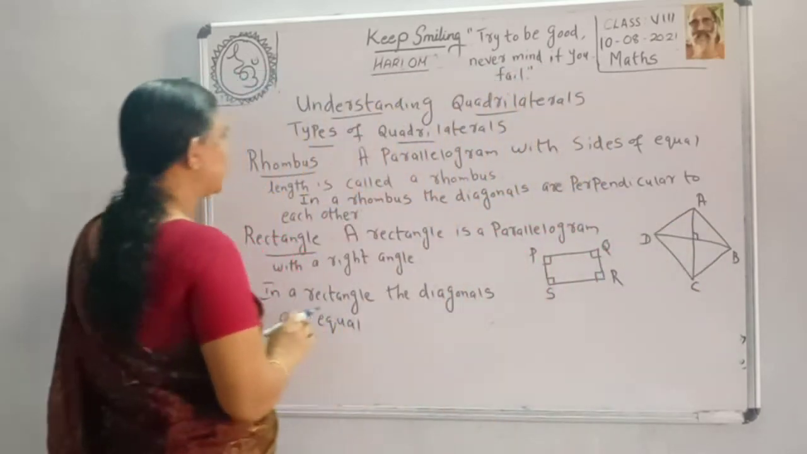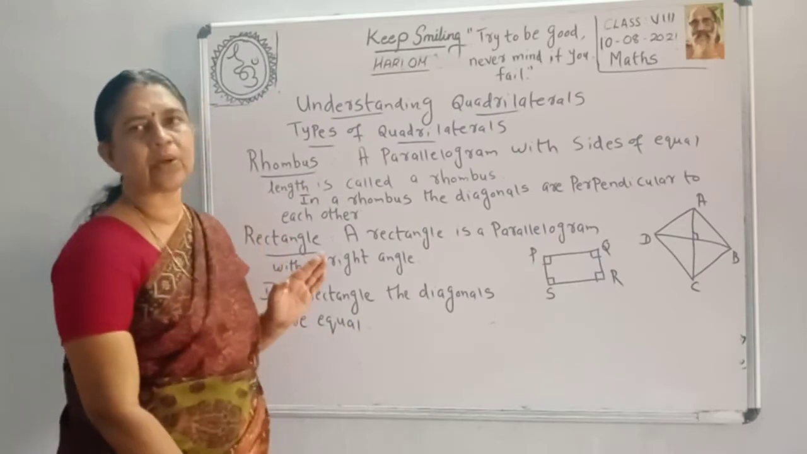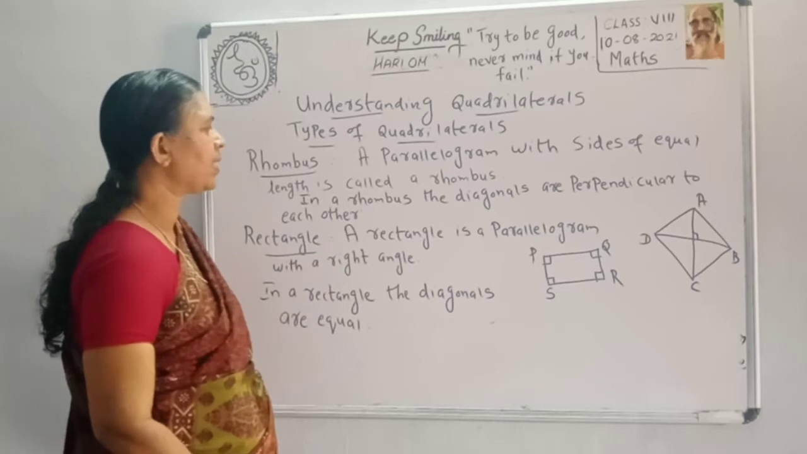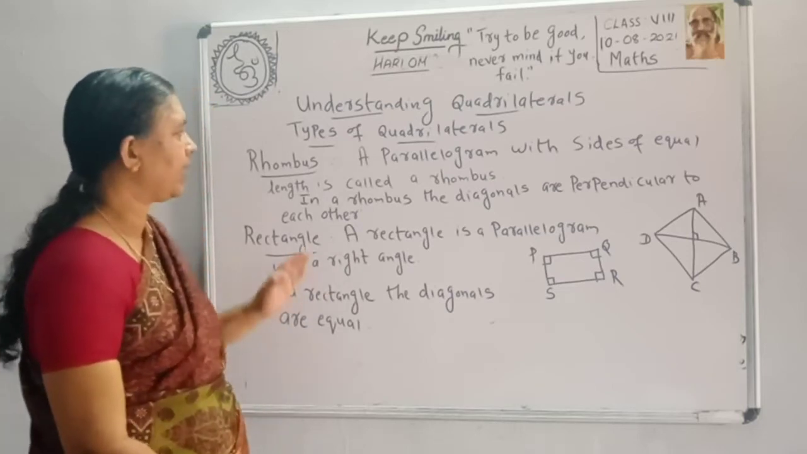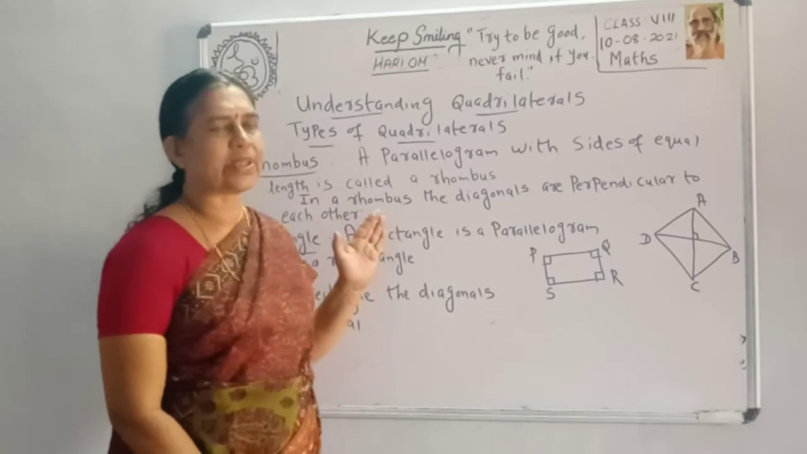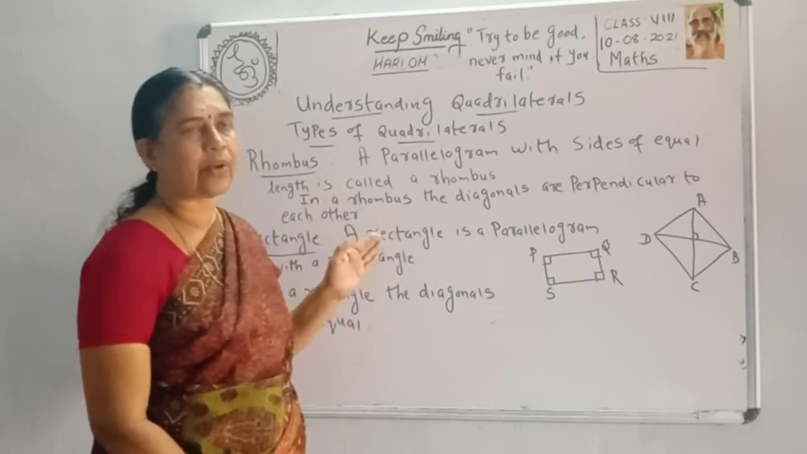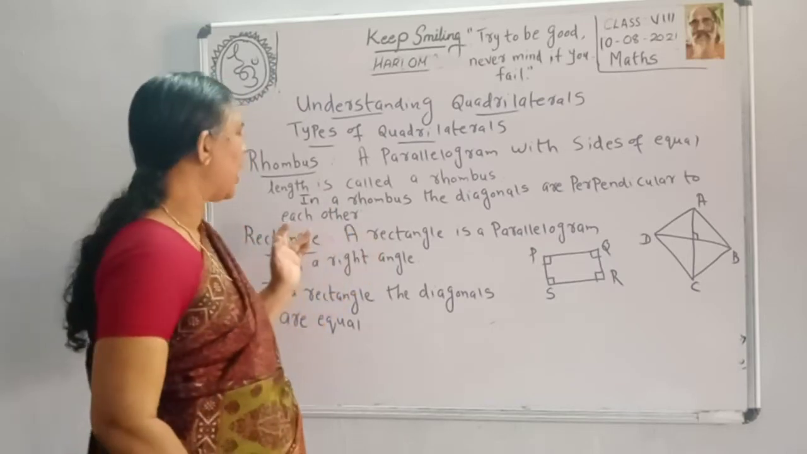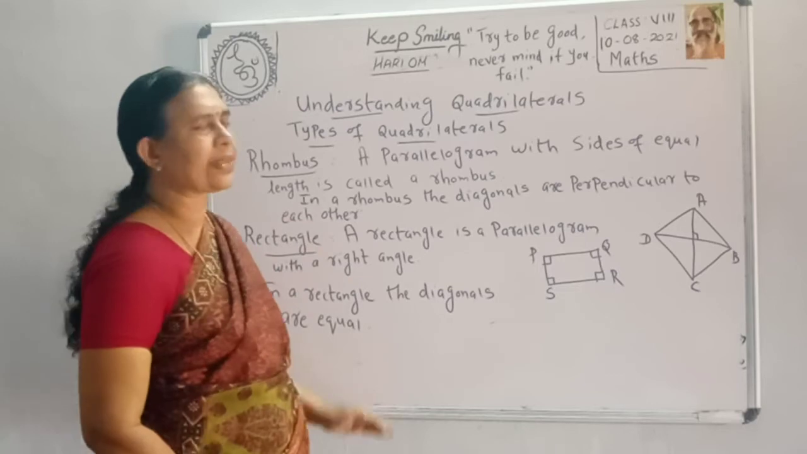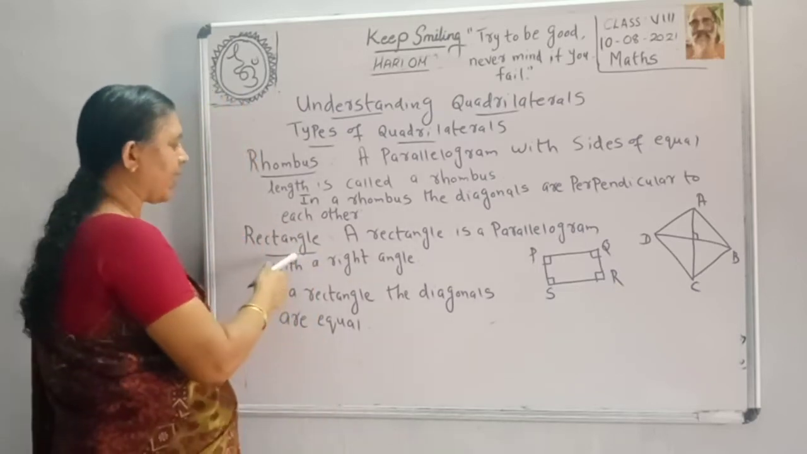Okay. So what is a rhombus? A parallelogram with sides of equal length is called a rhombus. In a rhombus, the diagonals are perpendicular to each other. And the opposite sides are equal, opposite sides are parallel also. The rhombus is a parallelogram. One more property for it is all the sides are equal and in the rhombus, the diagonals are perpendicular to each other. Okay. Then next is rectangle.